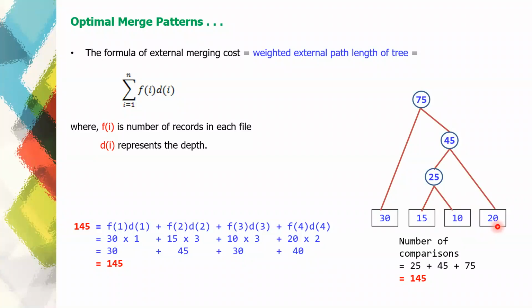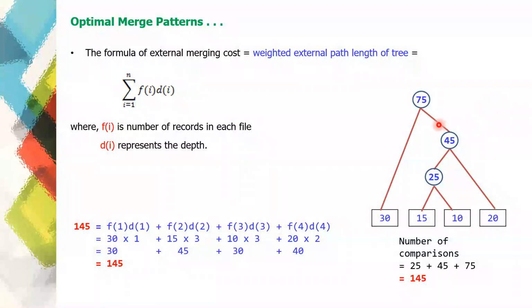Then finally list 4, its size is 20, and the distance from the root is 1 and 2. So finally I have got 145. So you can use any one of the formulas for calculating the merging cost. You can use the formula which is the sum of the weights of the internal nodes, or you can use the formula which is mentioned here.